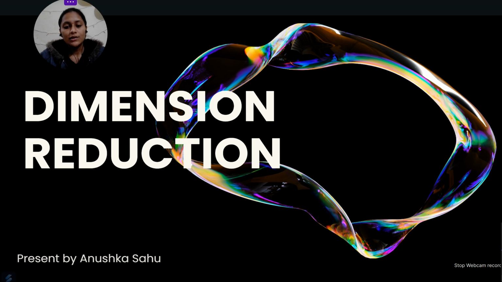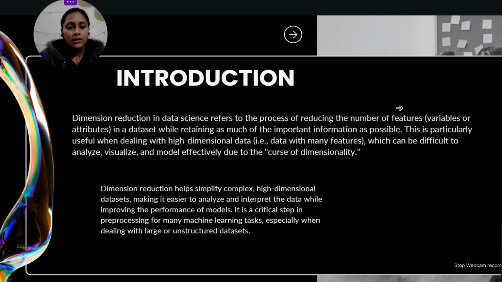So my next topic is dimension reduction. So let's discuss what is dimension reduction. In data science, it refers to the process of reducing the number of features in a dataset while retaining as much of the important information as possible. This is particularly useful when dealing with high dimensional data, which can be difficult to analyze, visualize, and model effectively due to the curse of dimensionality.